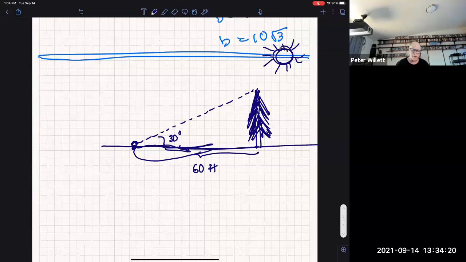You could just measure that on the ground, maybe walk some paces or get out a tape measure or something like that. So when there's a tree that casts a 60-foot shadow, and the angle of inclination from the tip of the shadow to the top of the tree is 30 degrees, then we can ask the question, how tall is the tree?